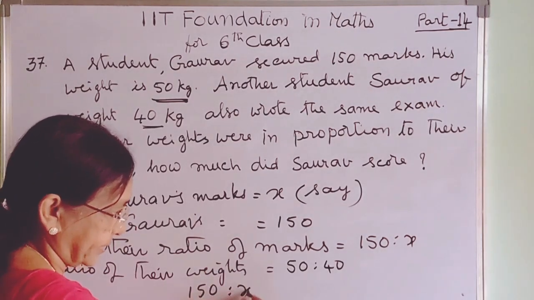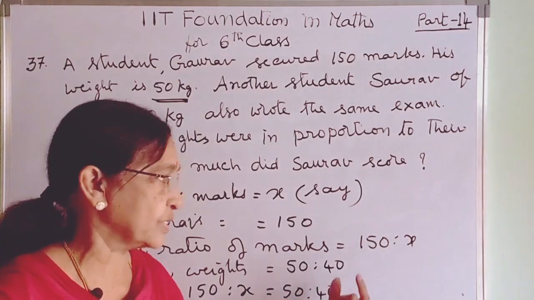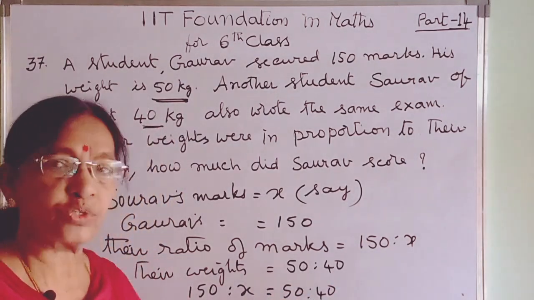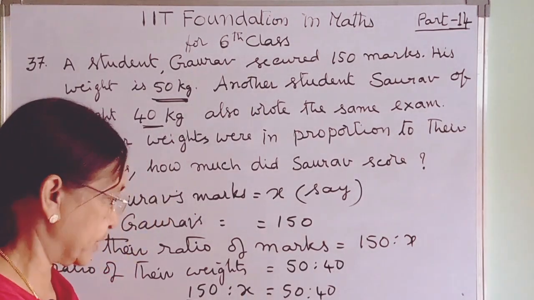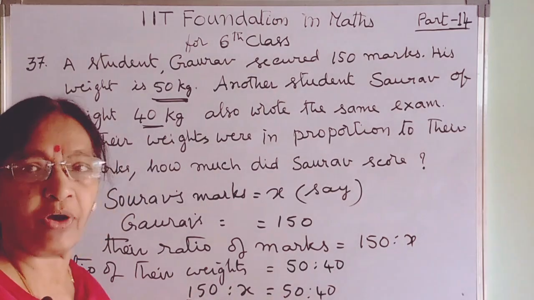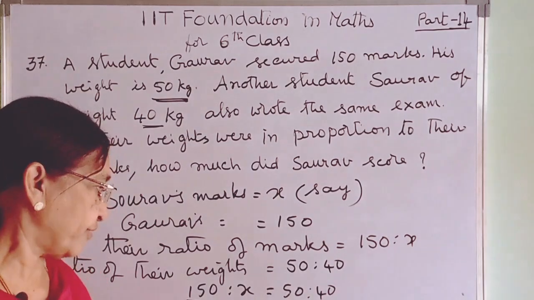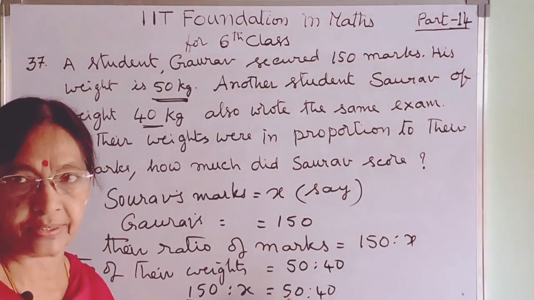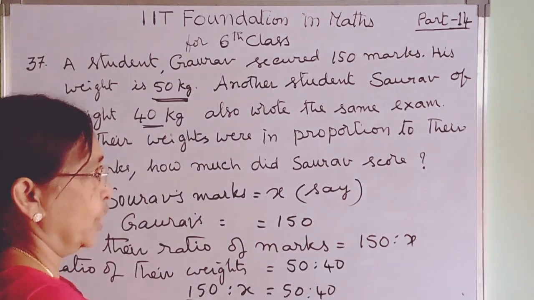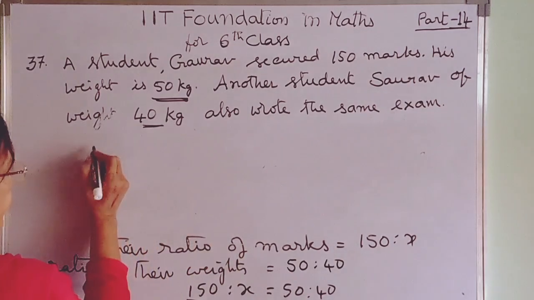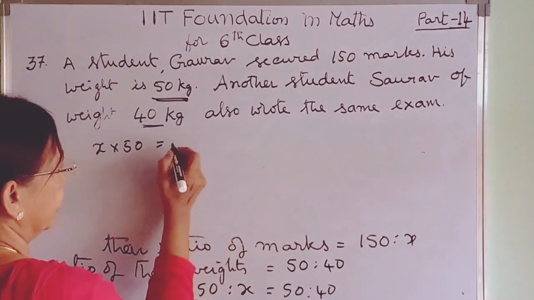150 is to X is as 50 is to 40. Therefore, as these two ratios are in proportion, 150, X, 50 and 40 are in proportion. Therefore, using the law of proportion, the product of extremes is equal to the product of means. First, we will take the product of means, X into 50 is equal to product of extremes, 150 into 40.